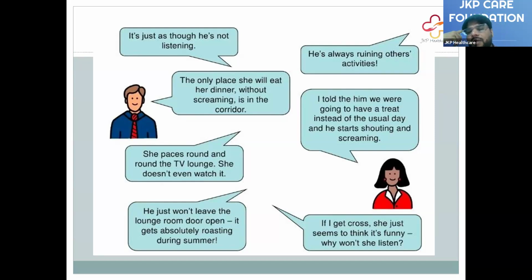We are going to have dinner outside, treat outside, and suddenly the child started shouting and screaming. What could be the possible antecedents? It is hot outside, child doesn't want to go out. Last time you took the child out in a restaurant where the waiter, or the server, had spilled the water on the child. That could be one of the reasons.